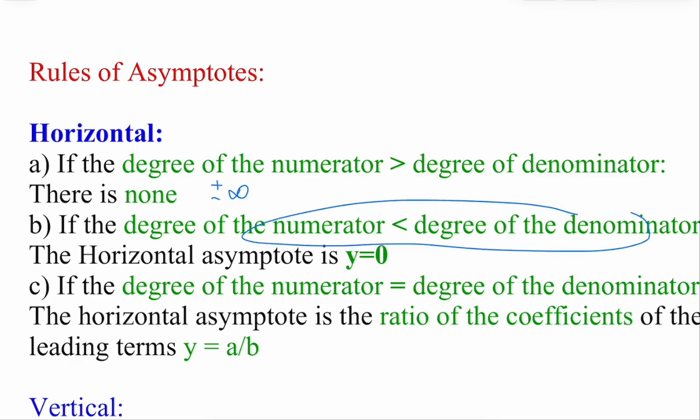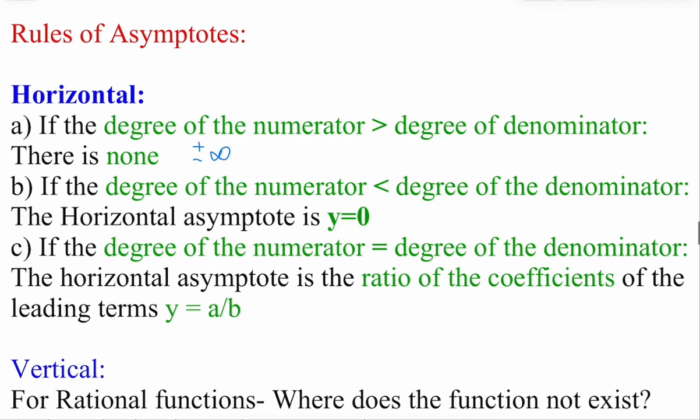If the numerator is less than the denominator, it's always going to go to y equals 0 because now the denominator wins. But if they match, they're of equal importance. So you just use that lead term coefficient. So if the lead term coefficient on top is a and the lead term coefficient on the bottom is b, it's just going to end up being a over b. We did those rules last year.